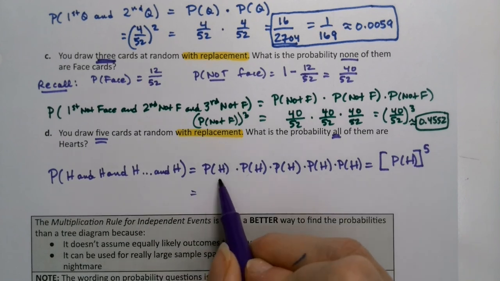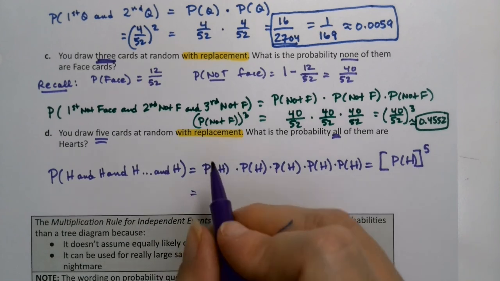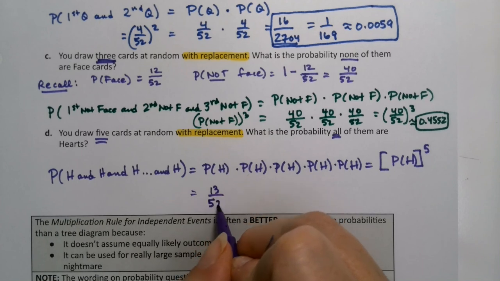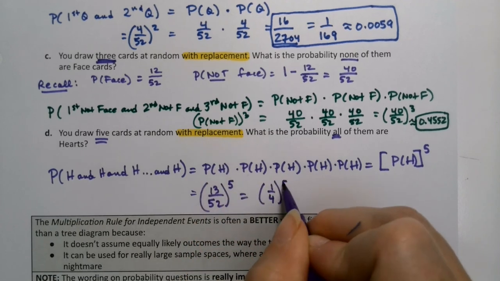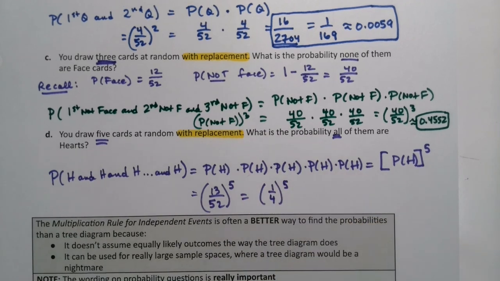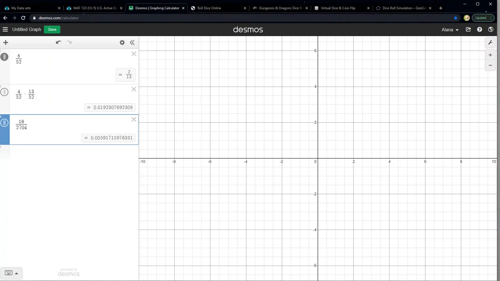Well, a heart is 1/4 of the deck, right? It's 13 out of 52. You want to take 13 out of 52 and raise it to the 5th. In other words, you want to take 1/4 and raise it to the 5th power. I'll grab Desmos this time, just for some variety. All right, so if I grab Desmos and I say I want to take parentheses 1 divided by 4, then I close my parentheses and raise it to the, so using the caret button on my computer, 5th power.